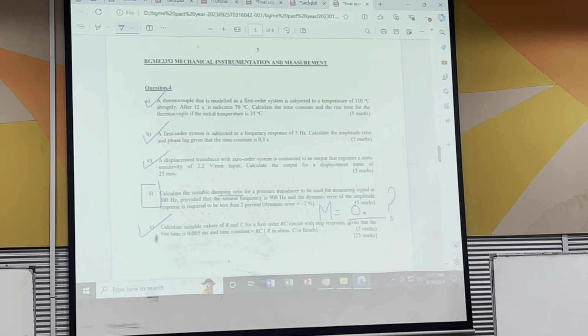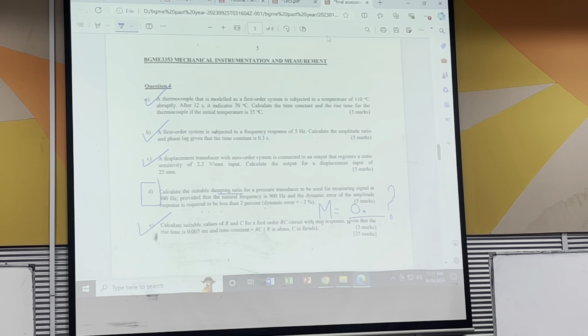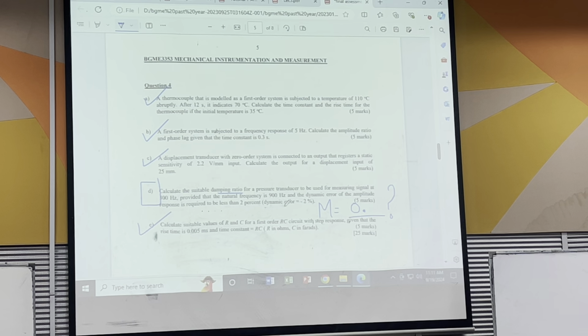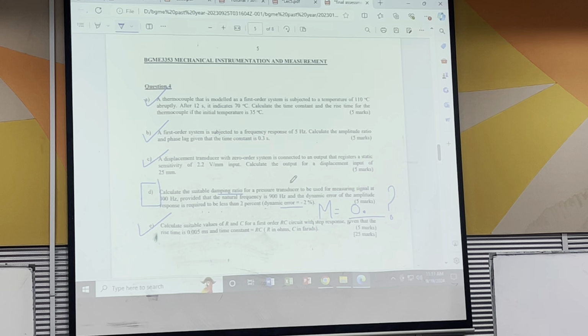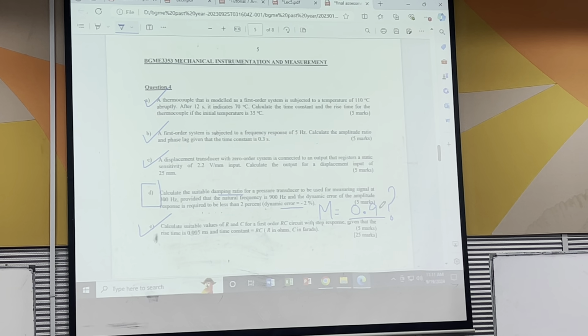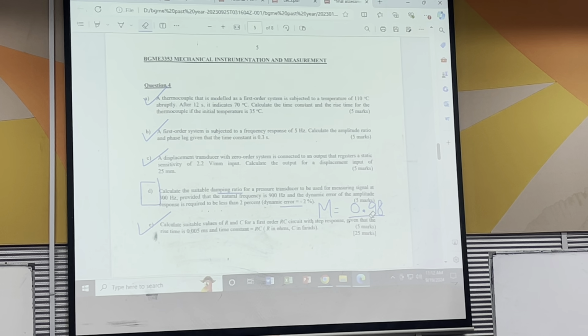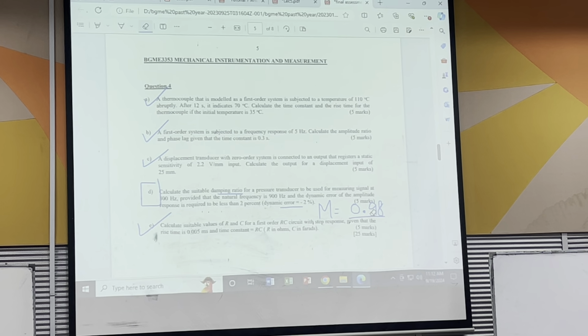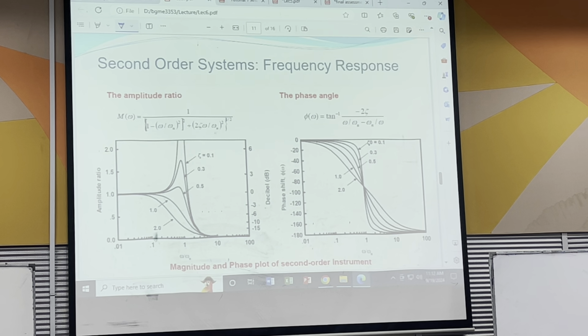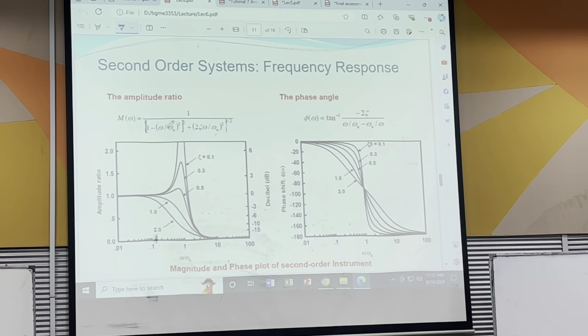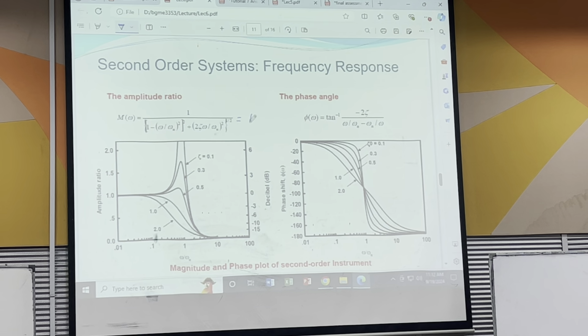So look at the question now. Your dynamic error is negative 2%. So your dynamic error is actually M minus 1, isn't it? 0.98. 0.98, correct. Okay, once you have figured out M equals 0.98, what can you do from here? You know that your magnitude ratio formula is 1 over the square root of 1 minus and so on, which equals 0.98.